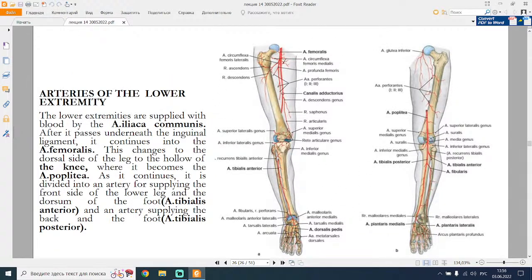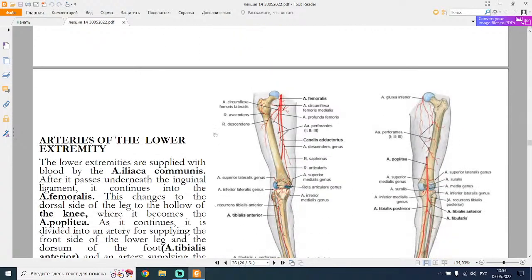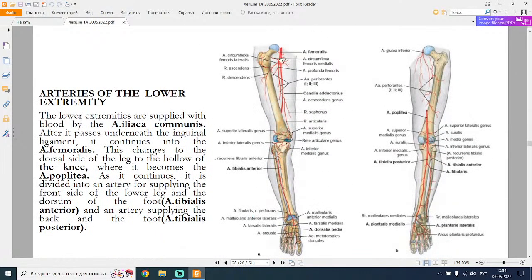Arteries of the lower limb, of the lower extremity. The lower extremities are supplied with blood by the arteria iliaca communis. Arteria iliaca externa passes under the ligamentum inguinale and continues into arteria femoralis. What you see? Arteria femoralis.